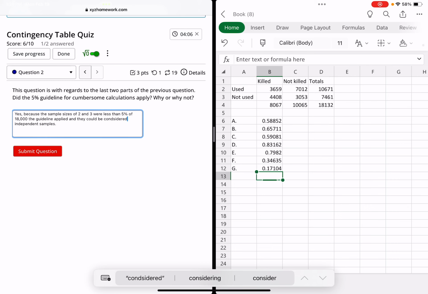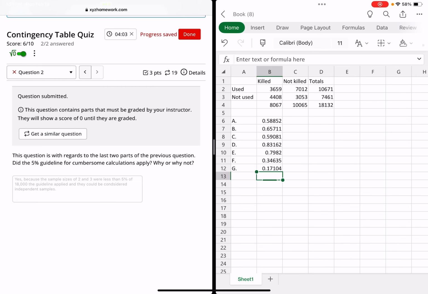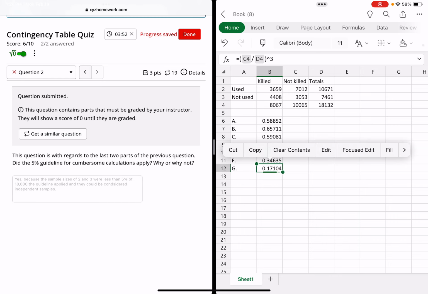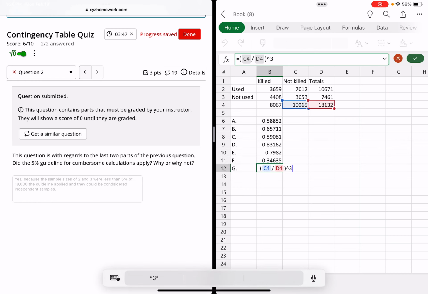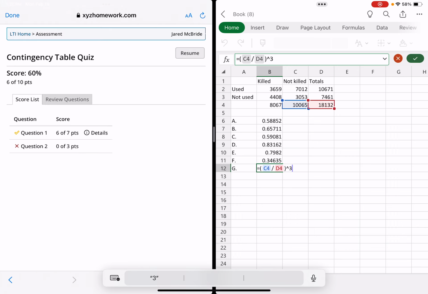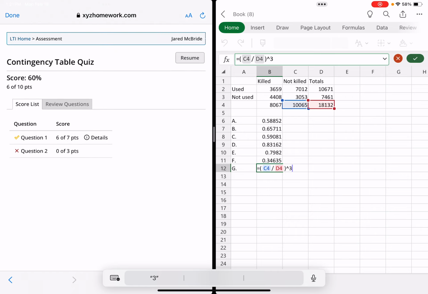I'm happy with that. Submit that, and I guess I'll just say done, and I'll investigate that last problem. Did I make a mistake? Not killed. No, for the total. I think the question's wrong. Okay, done. All right, resume. I guess I don't need resume. Okay, I guess I'm done.